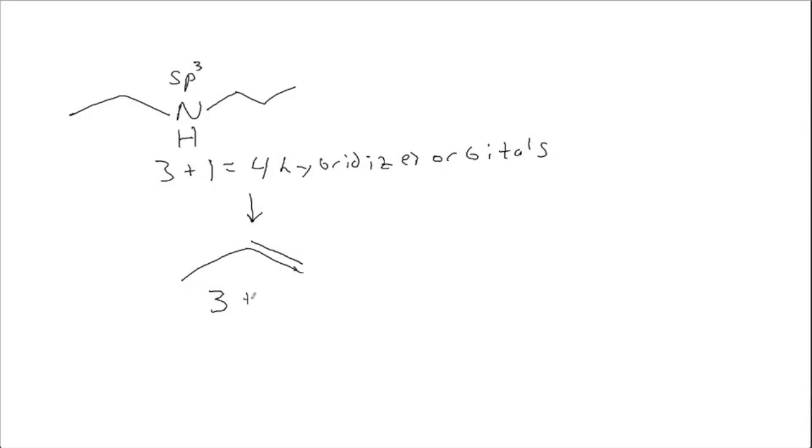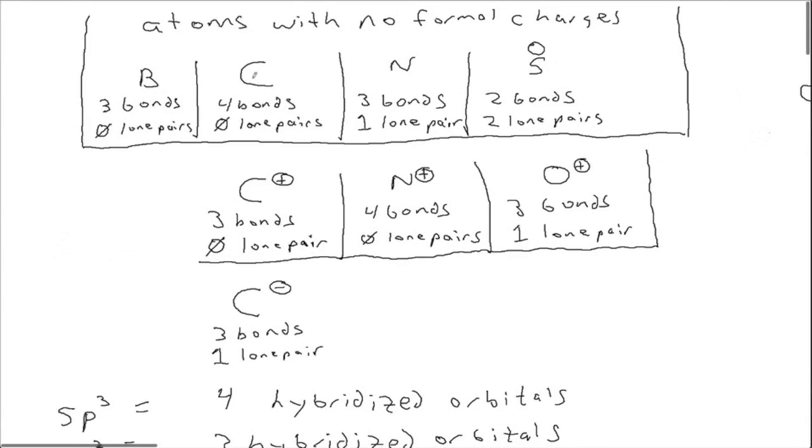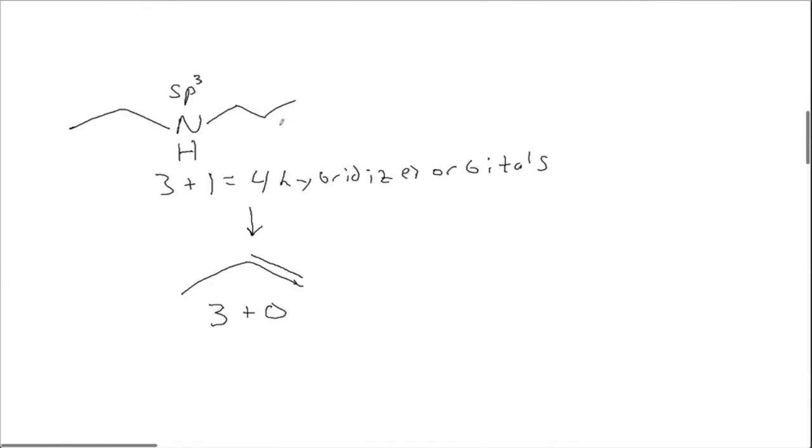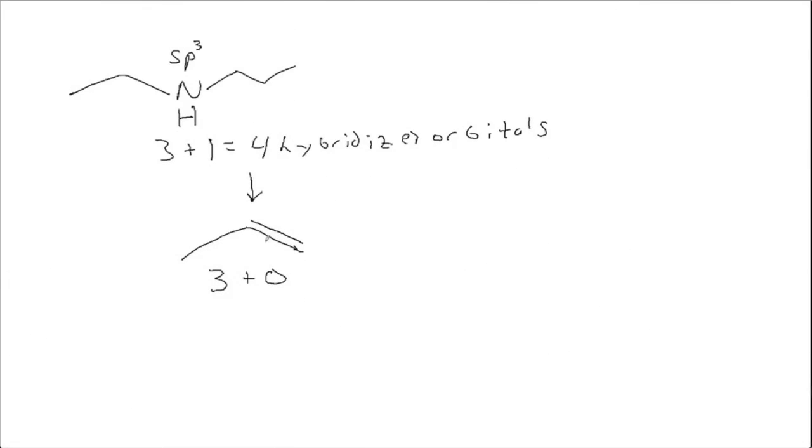And how many lone pairs does this carbon have? None. We covered that earlier. A neutral carbon has 4 bonds and no lone pairs. So that carbon has no lone pairs. It doesn't matter that it's double bonded. A neutral carbon still has no lone pairs.